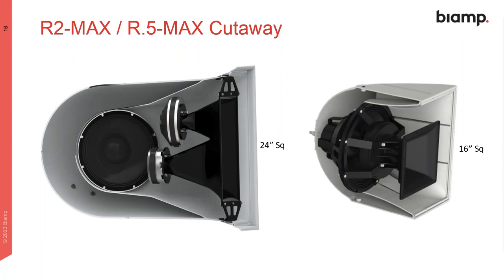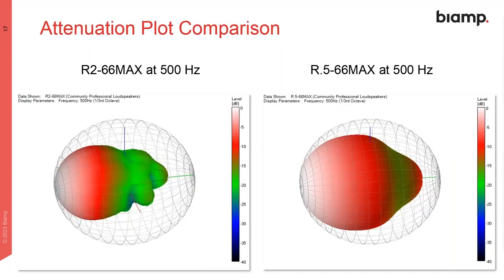May have seen this before, may not. R2 max speaker on the left cutaway and an R5 max on the right. 24-inch square mouth versus a 16-inch square mouth. If we look at 500 hertz on this in a polar balloon, we can generally see on the left side at 500 hertz, and this is due to the mouth size we just talked about, we are concentrating the 500 hertz energy into a much tighter pattern.